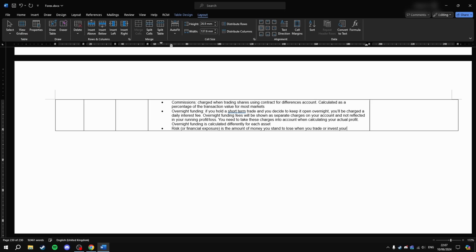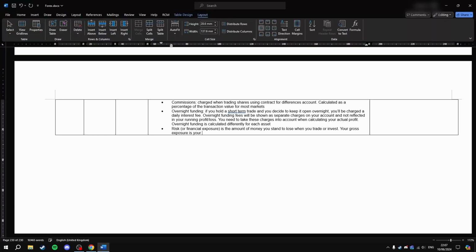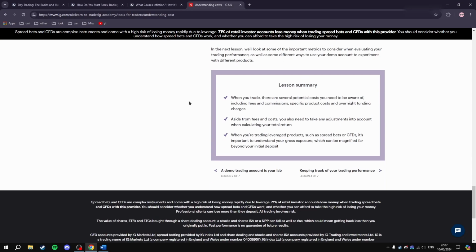So, your gross exposure is your total exposure to the market. In the next lesson, we'll look at some of the important metrics to consider when evaluating your trading performance, as well as some different ways to use a demo account to experiment with different products.